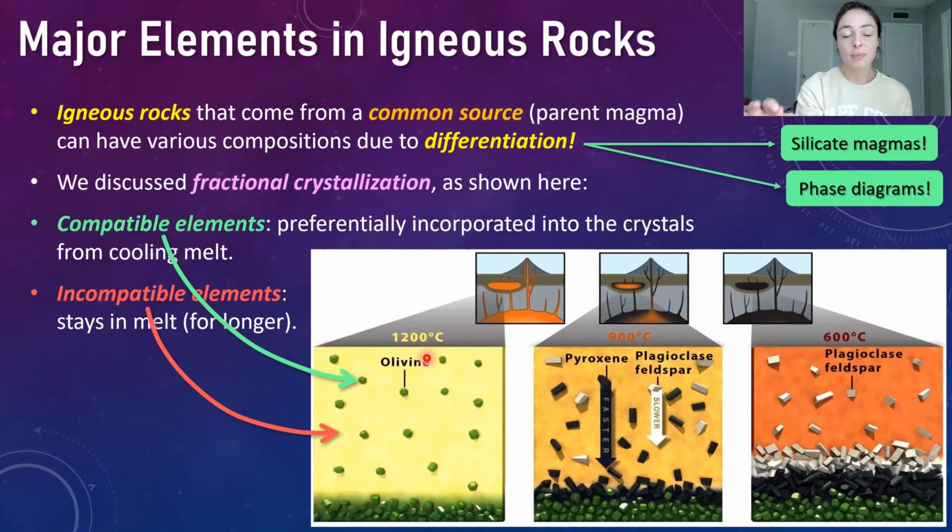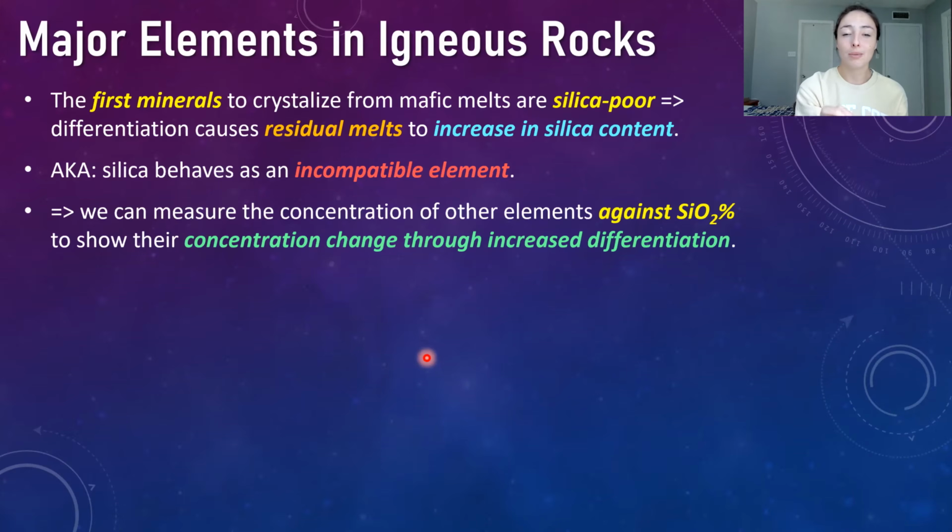So we'll talk more about compatible and incompatible elements and why they behave this way, either compatibly or incompatibly, in the last section in this video when we talk about trace elements and how they can get substituted into crystal lattices of minerals that are forming from these melts. So we'll get to that. But now let's get into some of the compositional variations we see in igneous rocks and how those help us to identify and classify igneous rocks.